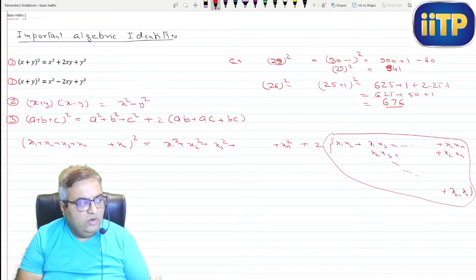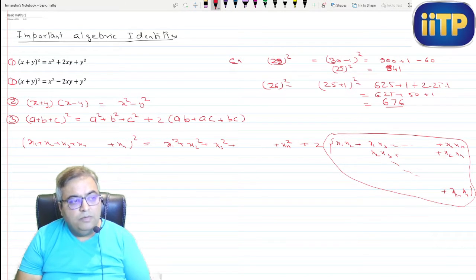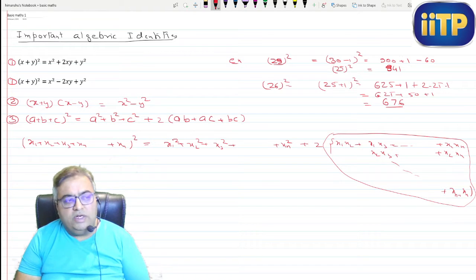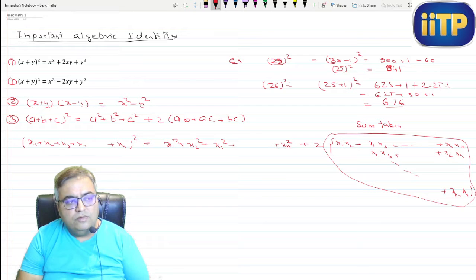So you can simplify this as: the square of the sum will be equal to the sum of the squares plus 2 times the sum taken 2 at a time. What will we call this? Sum taken 2 at a time.